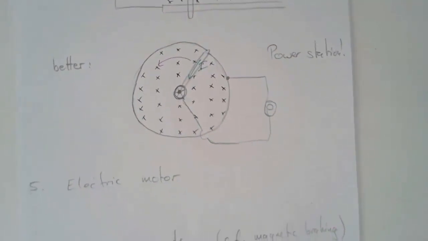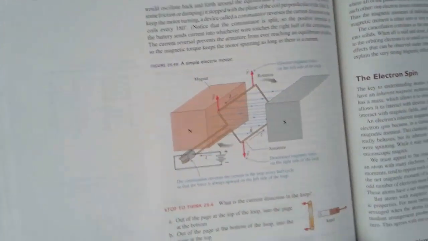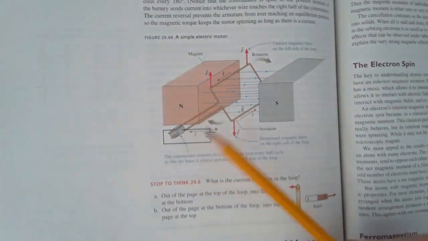One is the electric motor, and I didn't draw this out because I think the book does a better job. It'd be sort of hard for me to do. Let me show this to you. There we go. So this is the picture of the electric motor that's found in the book. Let me explain this to you.